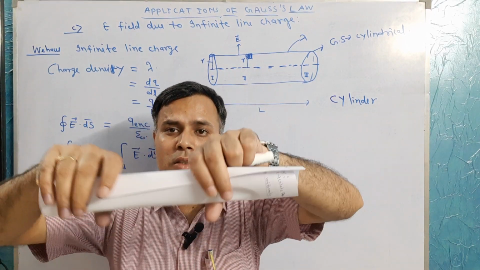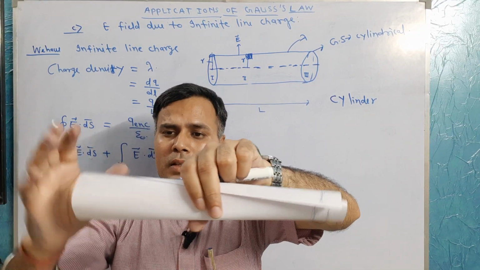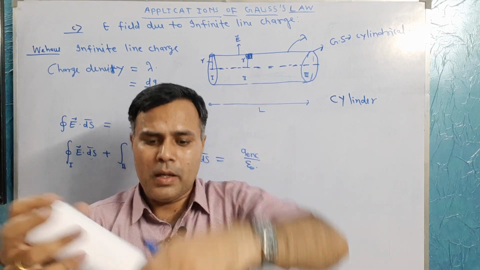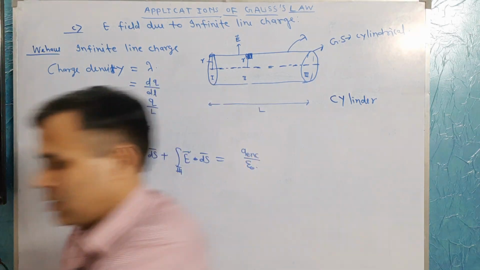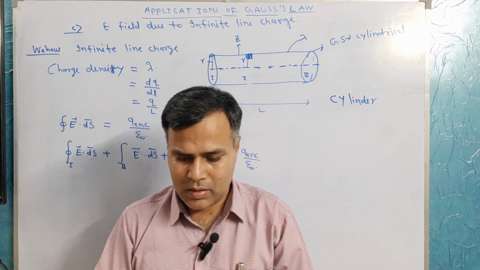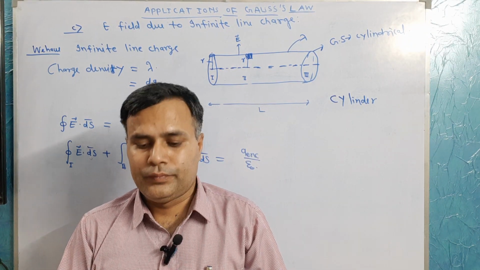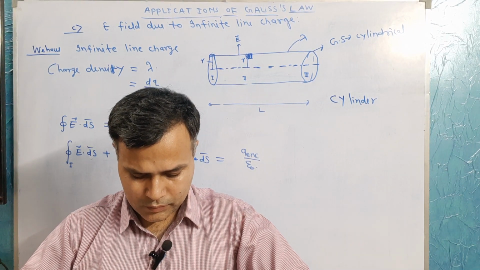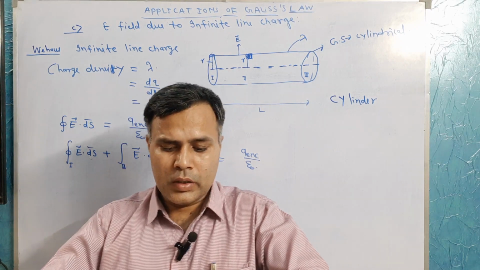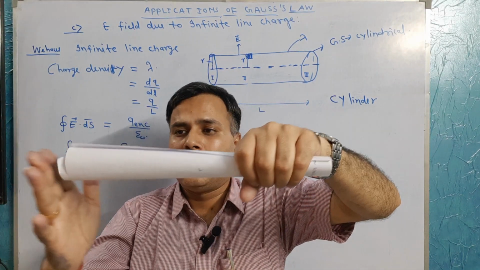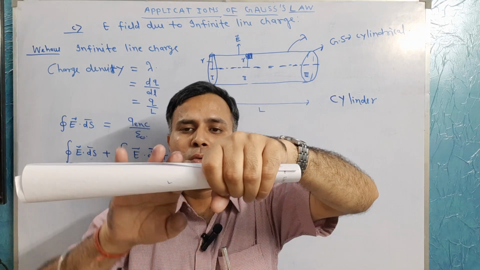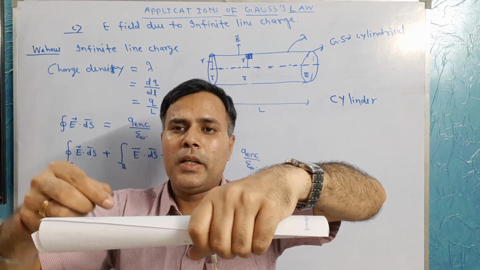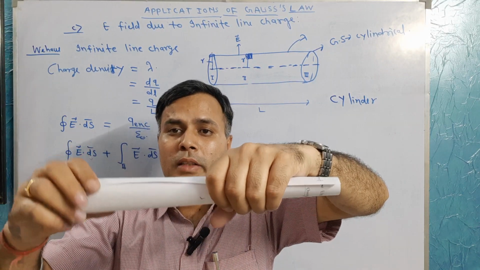So this is the situation that we have, and we have this surface. We have this situation, that is surface 1, surface 2, and surface 3. In all these surfaces, electric field is radially outward. And what is area vector?